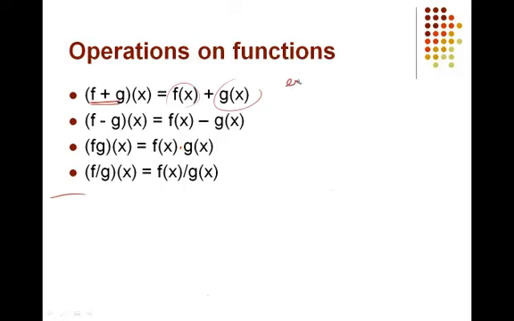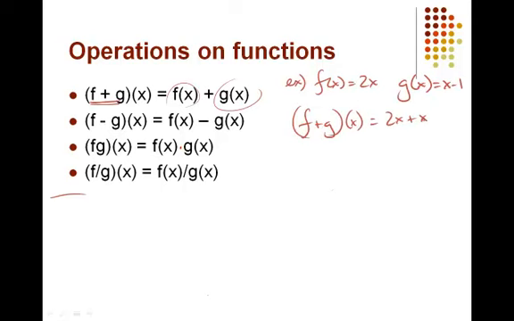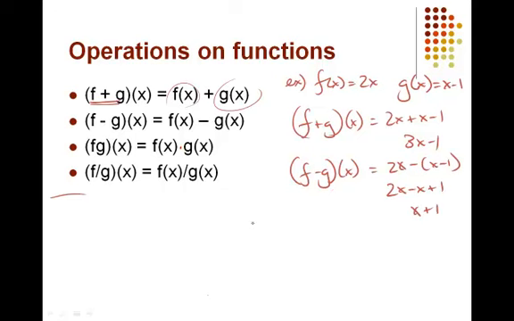So for example, we have the function f of x equals 2x and g of x equals x minus 1. Then f plus g of x would be 2x plus x minus 1, or 3x minus 1. F minus g of x would be 2x minus (x minus 1). Watch the parentheses there. 2x minus x plus 1, or x plus 1.